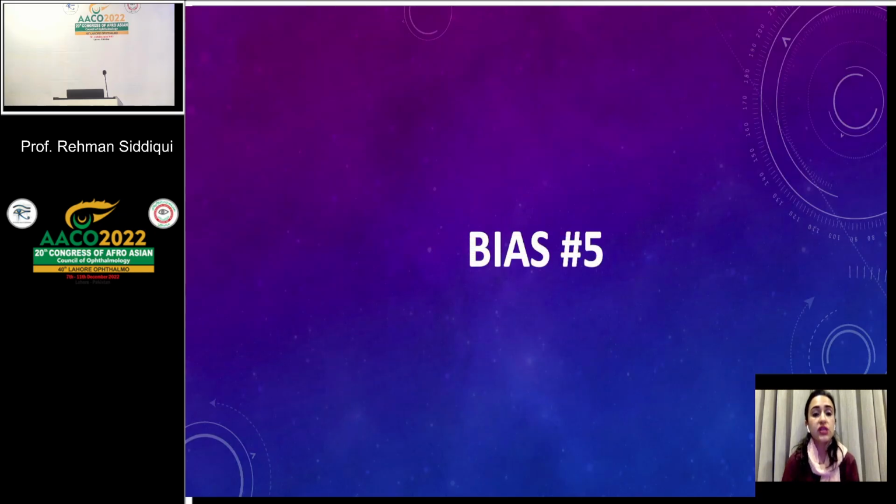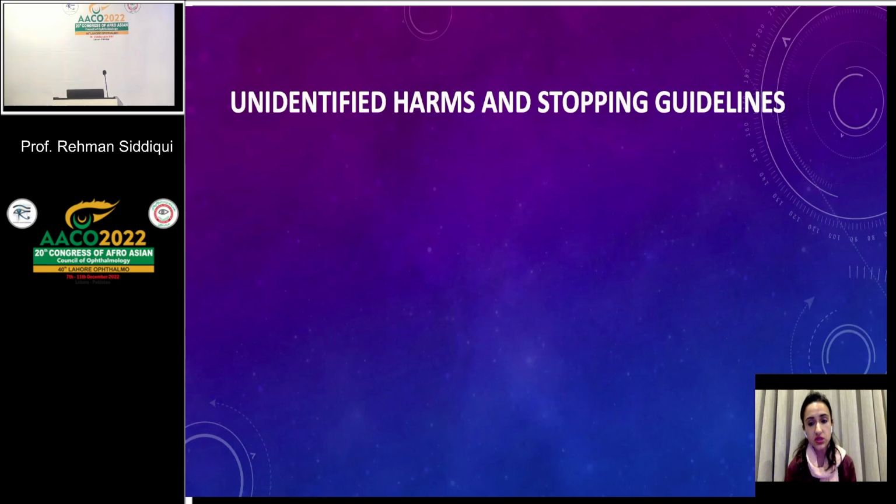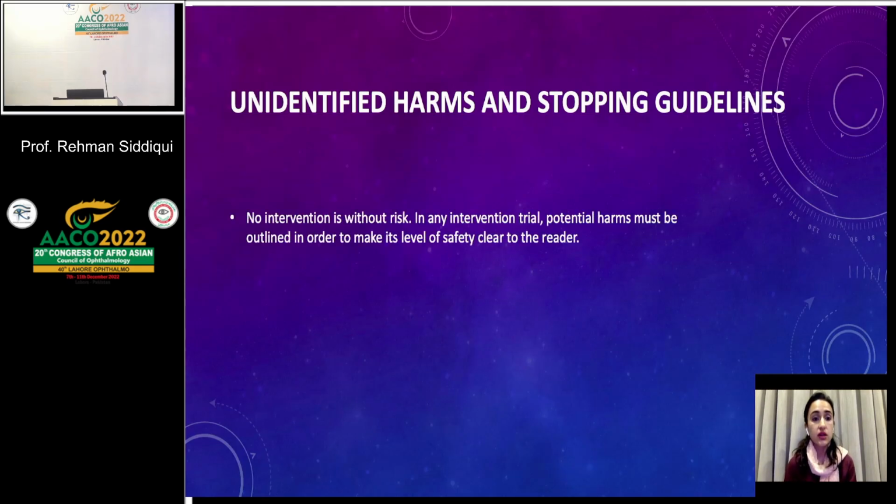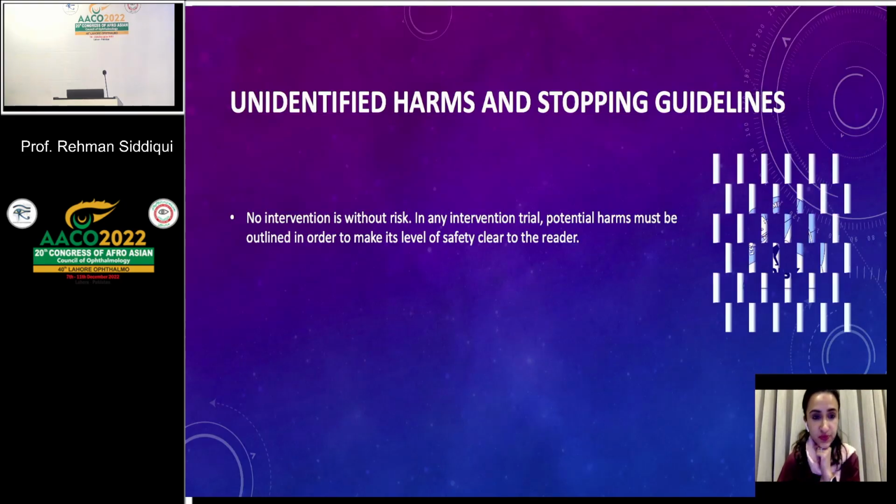Coming on to the last, we saw there were unidentified harms and stopping guidelines. Any given intervention, any given trial is not without its risk, right? And in any given trial, the potential harm and potential risk must be outlined so that the reader can know exactly the level of safety of that particular trial.